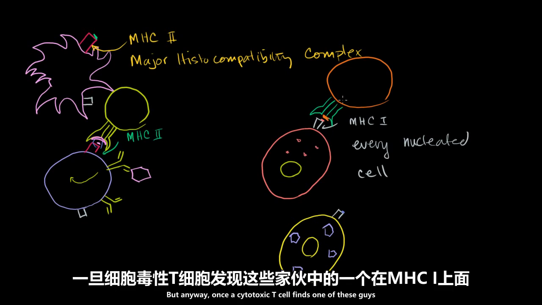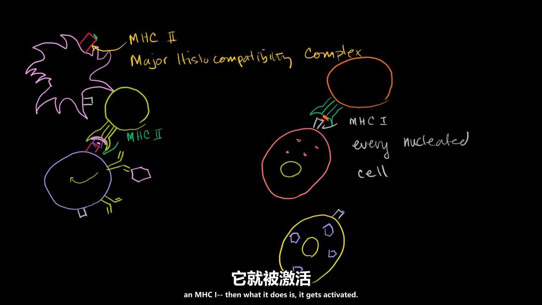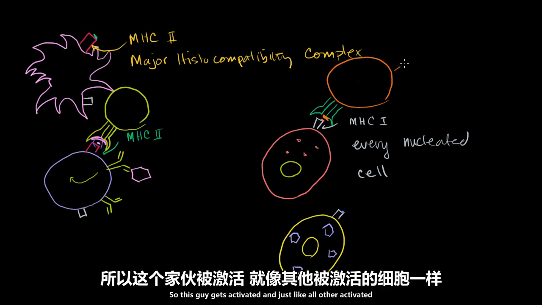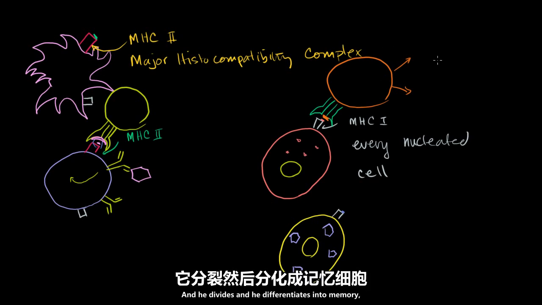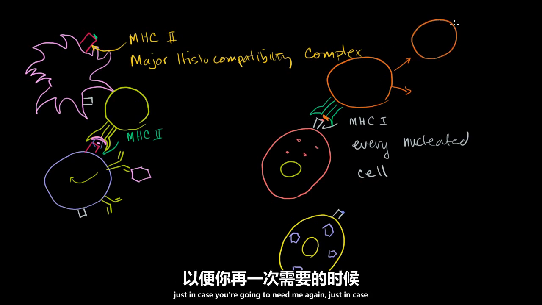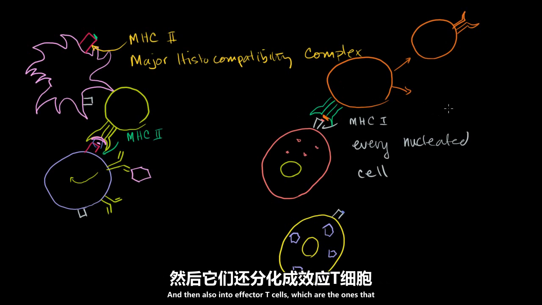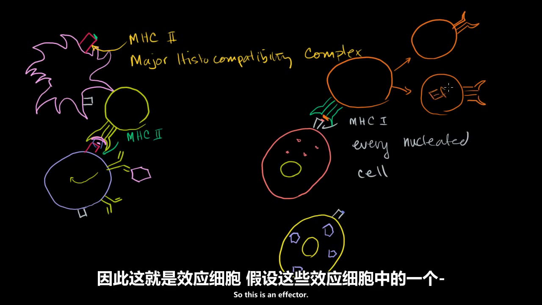But anyway, once a cytotoxic T cell finds one of these on an MHC1, remember every nucleated cell in the body has an MHC1, then it gets activated. So let's say this guy says, hey, that looks shady, you need to die. So this guy gets activated, and just like all other activated cells, he starts to divide and divide and divide and differentiate. He differentiates into memory cells, just in case this type of cancer shows up again, and also into effector T cells, which are the ones that do the killing. So this is an effector.